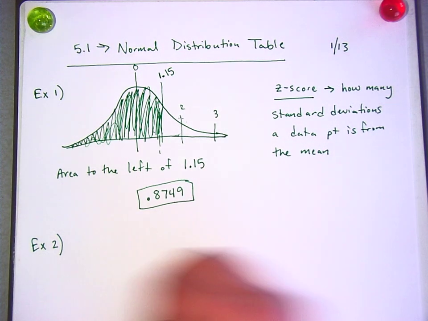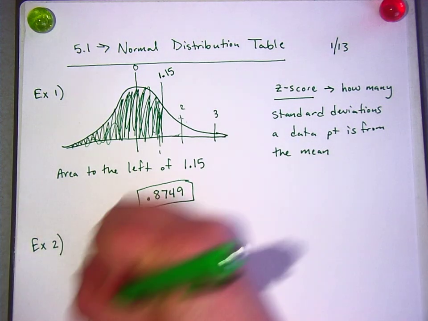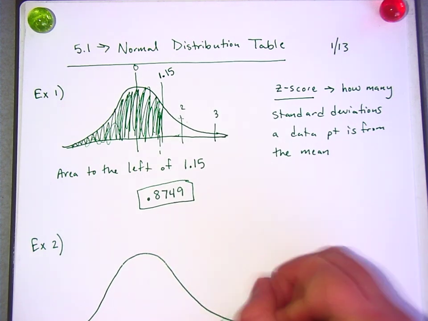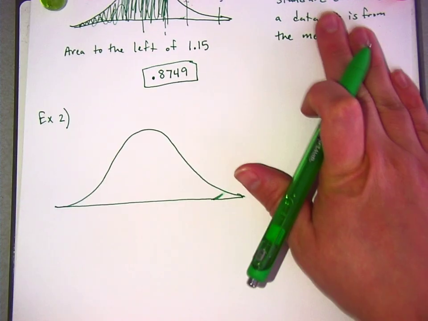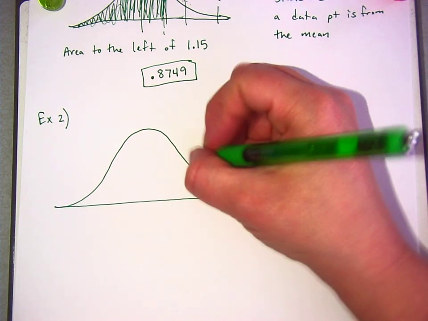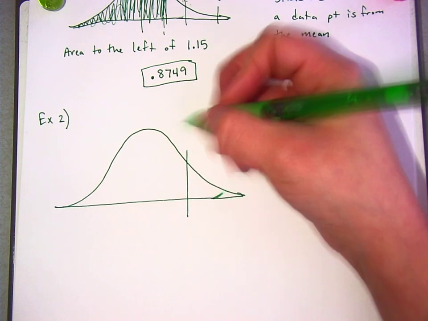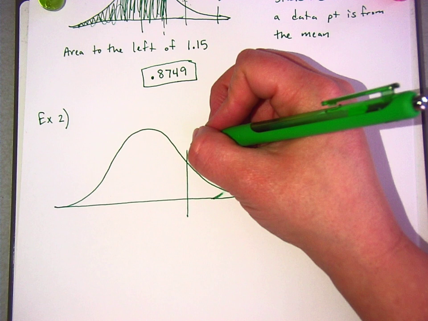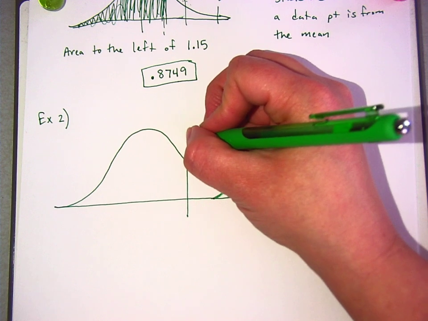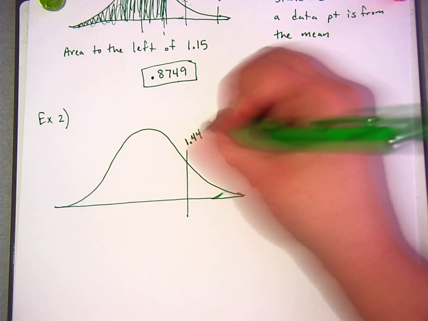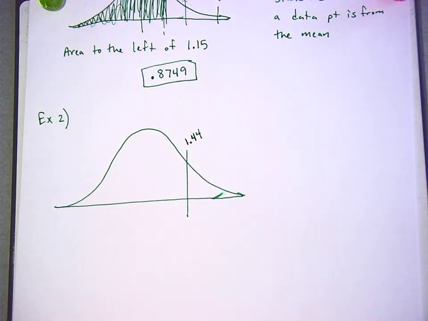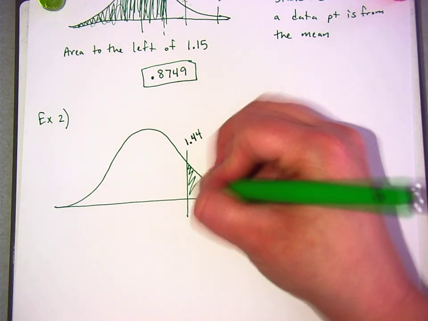Let's do this. What if instead, draw another one. I'm only doing 3 examples today. Here's another one. What if I said, let's say this is, I don't know, 1.44. Okay? What if I said find the area to the right?